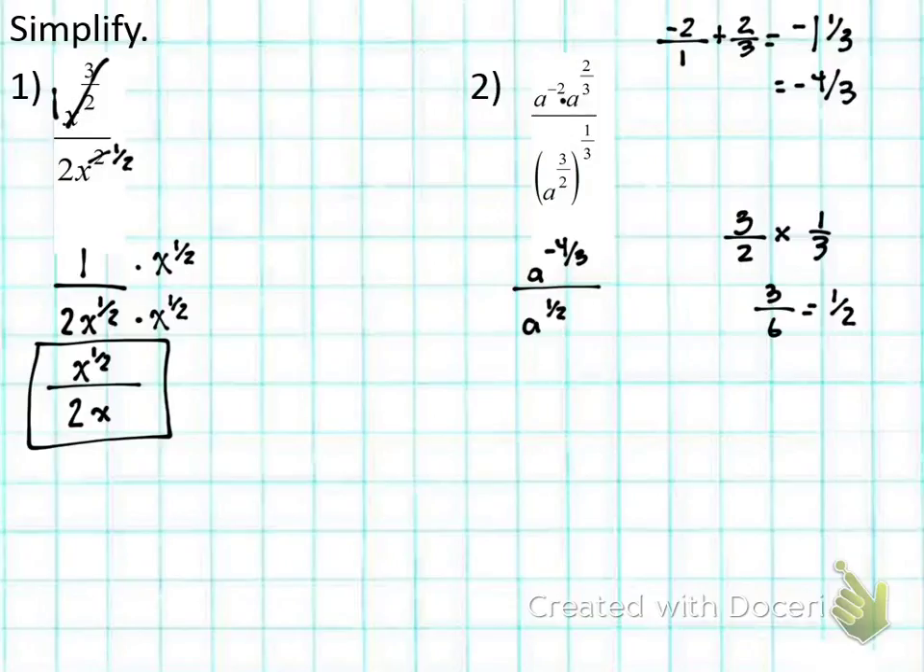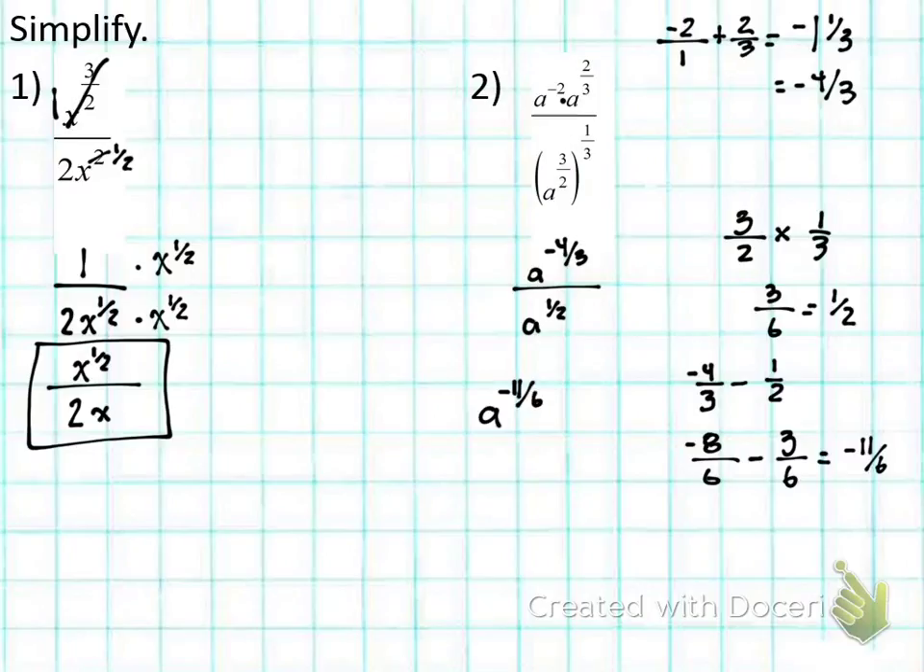So we got a to the negative 4/3 over a to the 1/2. I'm dividing, so it's like saying negative 4/3 minus 1/2. I'm going to find a common denominator here. So it's going to be 6. It's going to be negative 8 sixths minus 3 sixths, which is equal to negative 11 sixths. Okay? So our answer is going to be a to the negative 11 sixths.